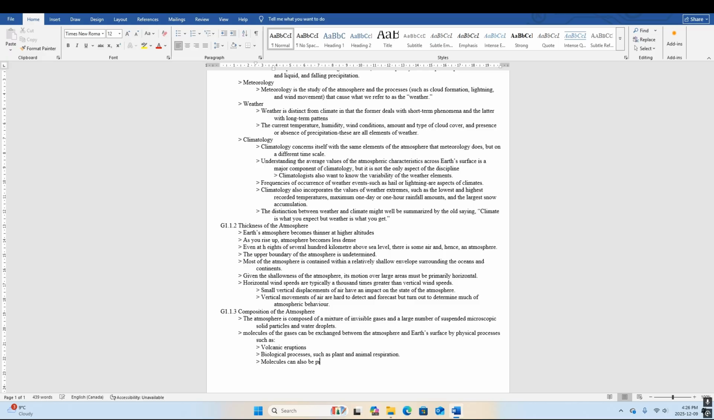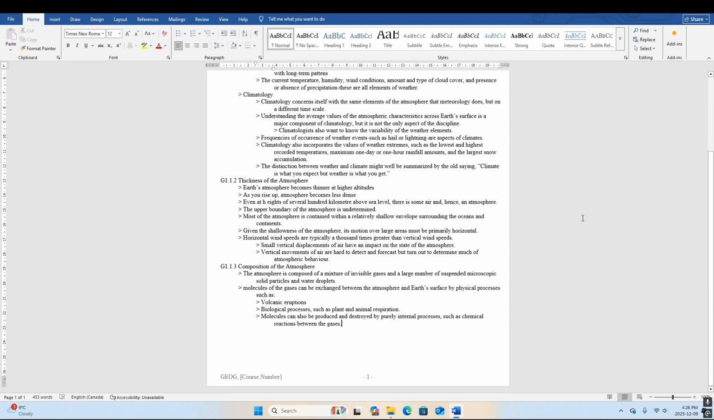Molecules can also be produced and destroyed by purely internal processes. Chemical reactions between the gases. Okay, so this part obviously does not really fit in with the previous, so let's move it back out. Different section, capitalized molecular.